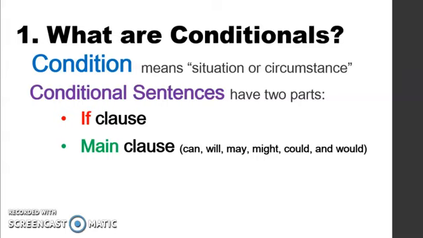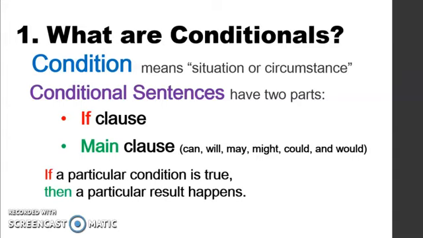We have the if clause, or the if part, and the main part, or main clause. Now, in the main clause, you can use words such as can, will, may, might, could, and would. Conditional sentences are actually expressed this way. If a particular condition is true, this part is the if clause, then a particular result happens. That is our main clause. Remember, there are two parts in a conditional sentence. We have the if clause and the main clause.